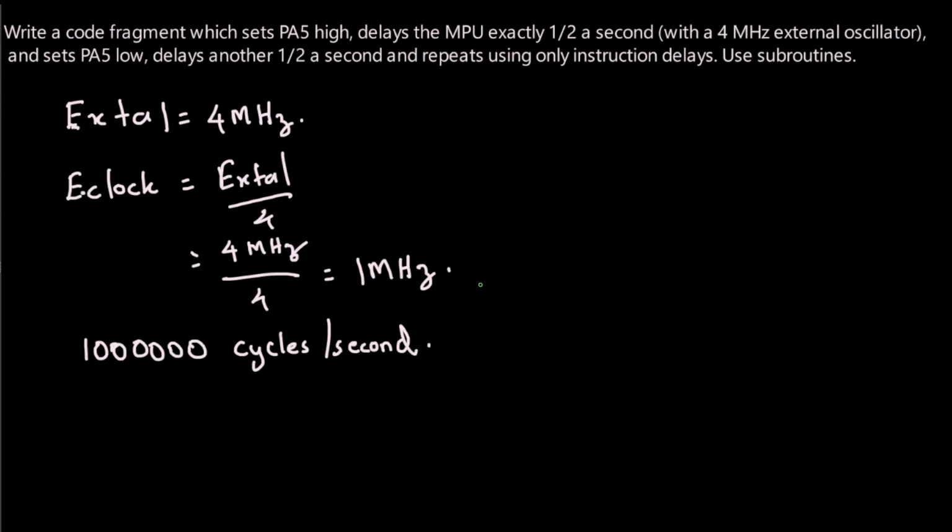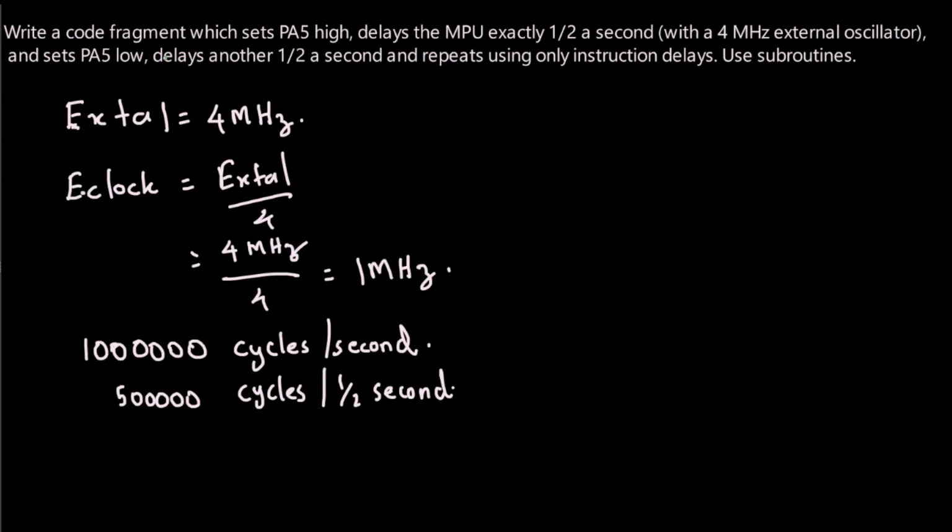But in this question it is for the half second, so it's going to be half of it, that is 500,000 cycles per half second. Okay, this is how many cycles we have to achieve. We have to write code to achieve this many cycles.